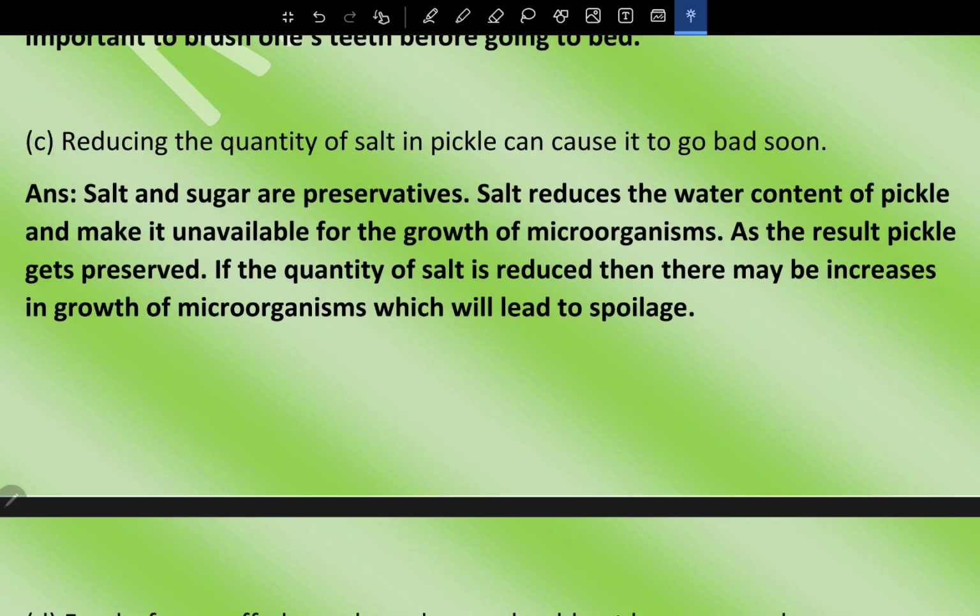C, reducing the quantity of salt in pickle can cause it to go bad soon. Salt and sugar are preservatives. Salt reduces the water content of pickle and makes it unavailable for the growth of microorganisms. As a result, pickle gets preserved. If the quantity of salt is reduced, then there may be an increase in growth of microorganisms, which will lead to spoilage of the pickle.